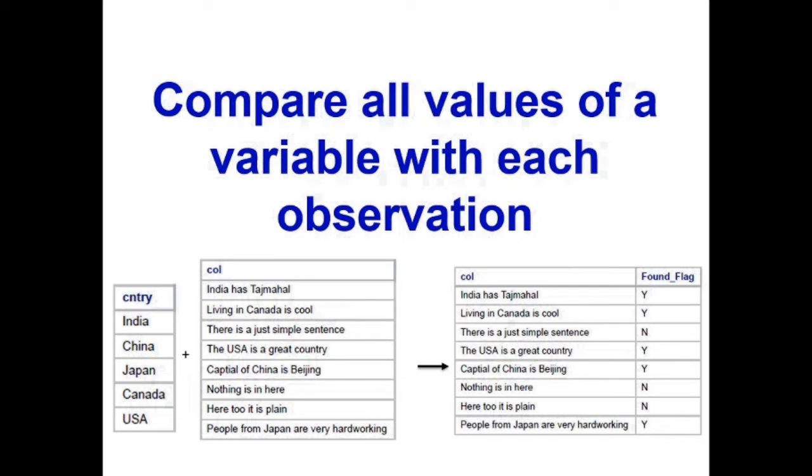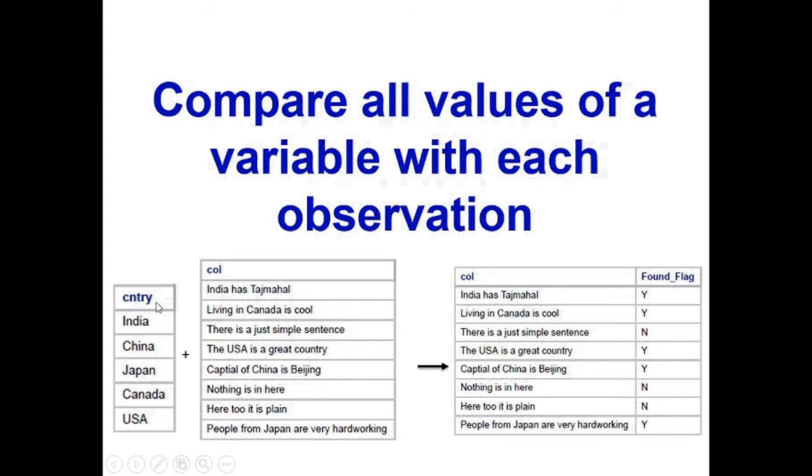Today's topic is about comparing all values of a variable in a particular data set with each observation in another data set. To understand this better, we need to look into an example. Here we have two data sets, and the first data set has a variable known as CNTRY, and in the second data set the variable name is call, and the goal here is to find in each observation whether it has any of these values.